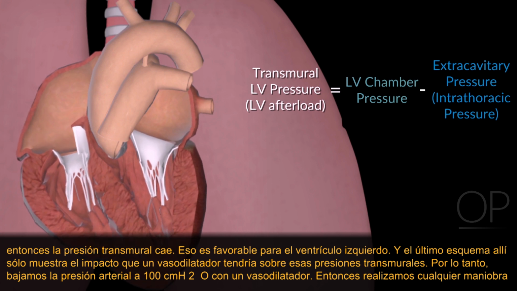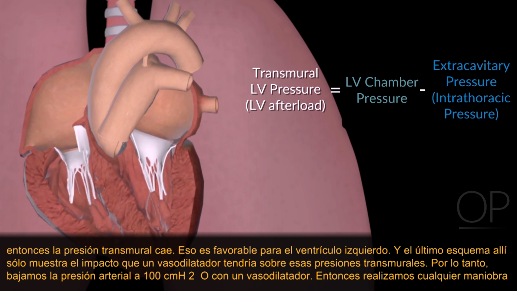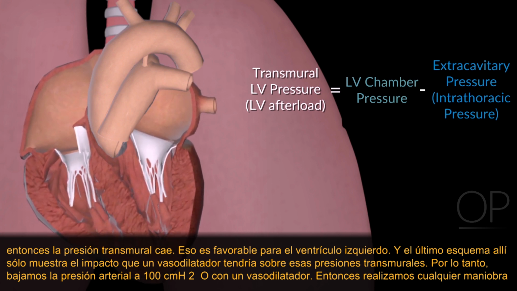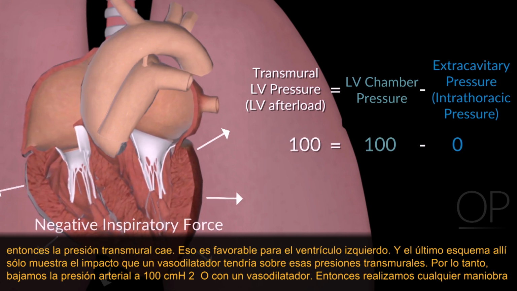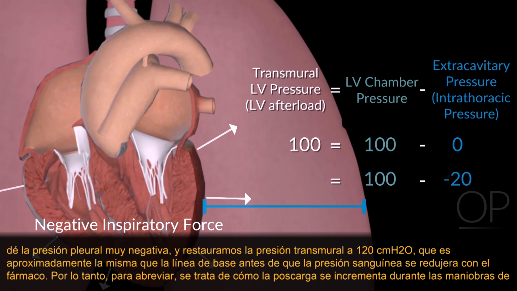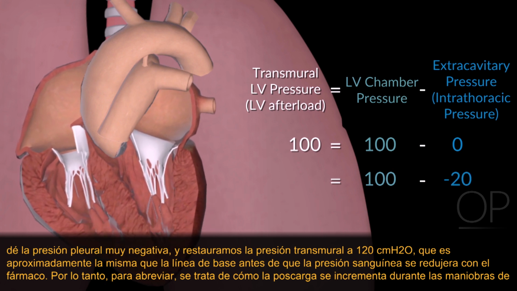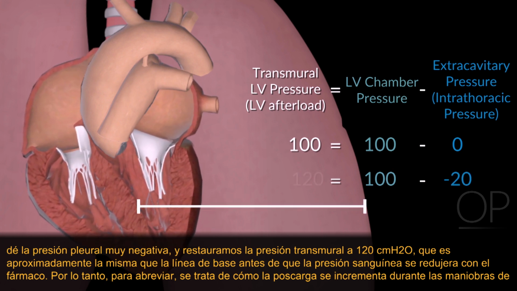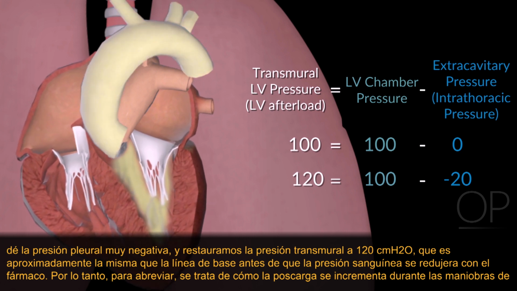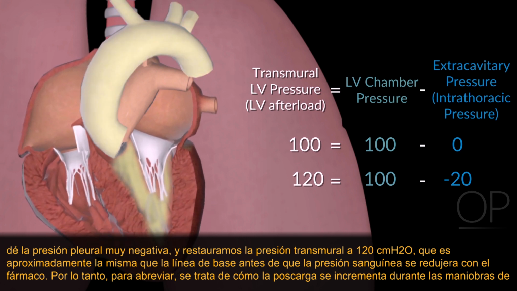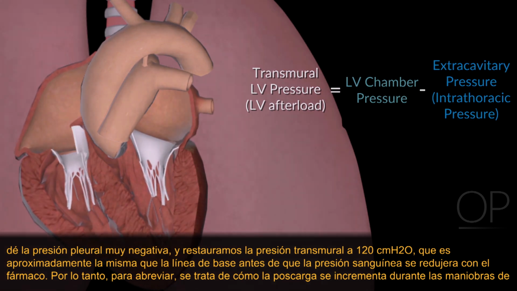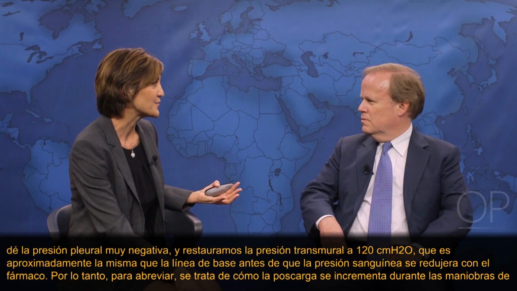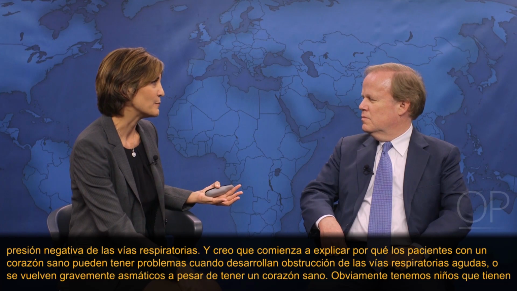And the last schematic there just shows the impact a vasodilator would have on those transmural pressures. So we drop the blood pressure to 100 with a vasodilator. We then perform whatever maneuver gives us the very negative pleural pressure, and we restore the transmural pressure to 120, so around the baseline before the blood pressure was dropped with a drug. So to cut a long story short, that's all about how afterload is increased during negative pressure airway maneuvers.